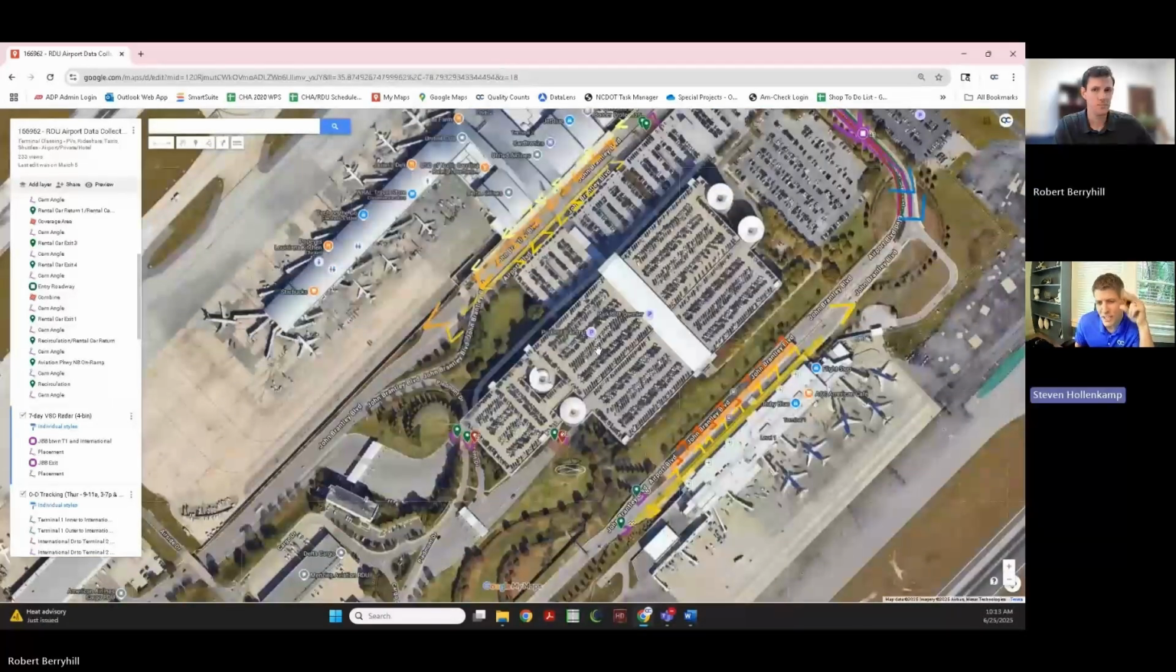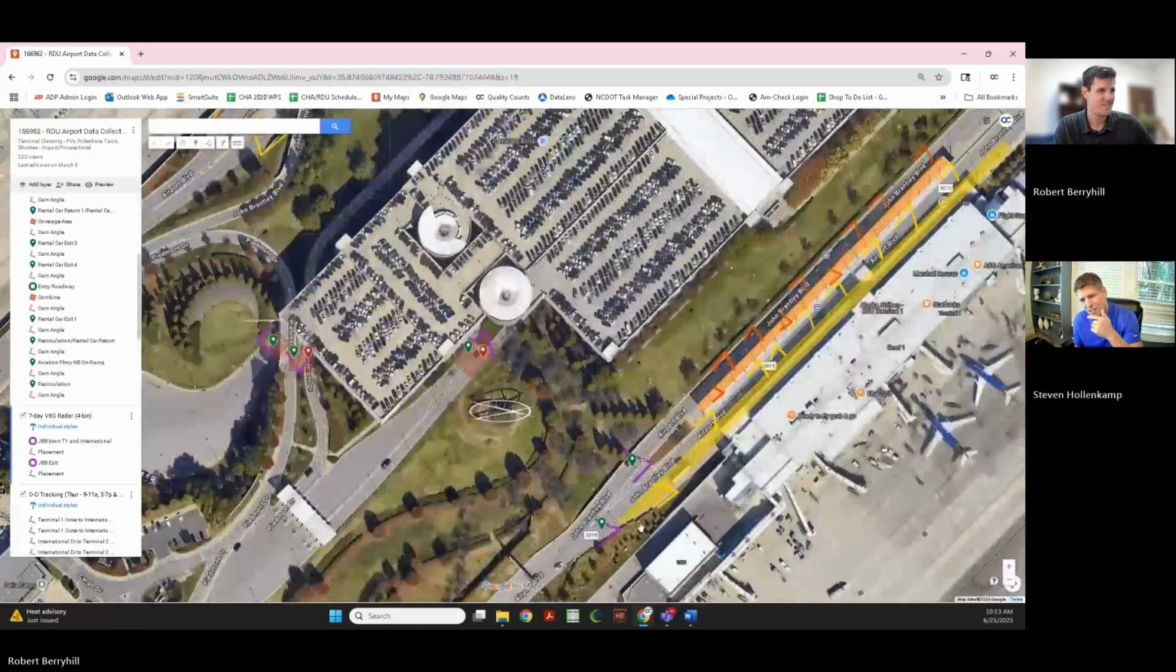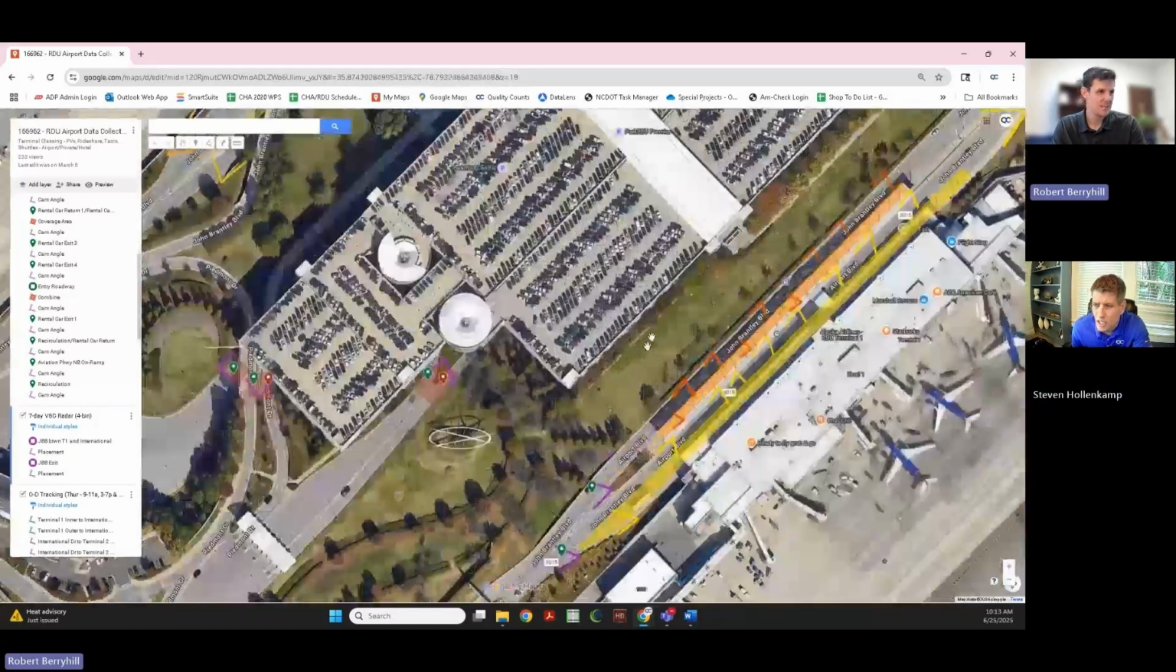So all of those V's are cameras. That's right. Yeah, it's a ton of cameras. Why were there so many cameras on the Terminal 1 and Terminal 2 sides? Looks like they're every 100 feet. Yeah, we littered it with cameras.